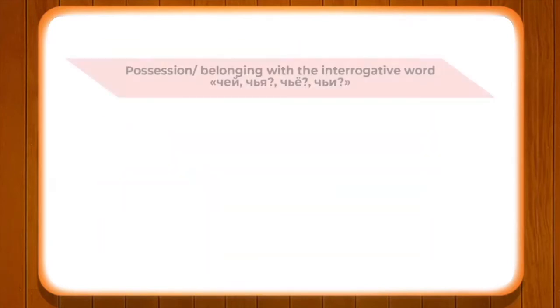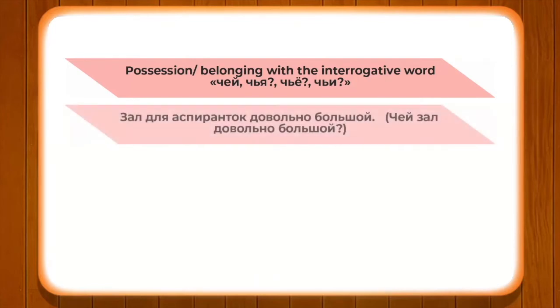Now we shall talk about possession, belonging with the interrogative words чей, чья, чьё and чьи. What does it indicate? It indicates that we have certain nouns in plural form for feminine, like any word which ends with а or я, and in certain cases nouns which end with a soft sign and belong to the feminine gender. So let's take one example. Зал для аспиранток довольно большой. Чей зал довольно большой?